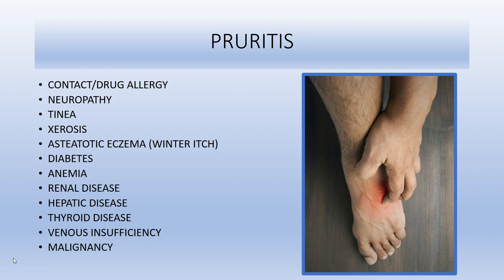Pruritus can be a manifestation of diabetes or diabetic neuropathy. It can be a manifestation of any number of systemic disorders, including anemia, renal diseases, hepatic disease, thyroid disease. It can be associated with venous insufficiency, with excoriations and ulceration. And we want to remember that pruritus can also be a manifestation of an occult or known malignancy.